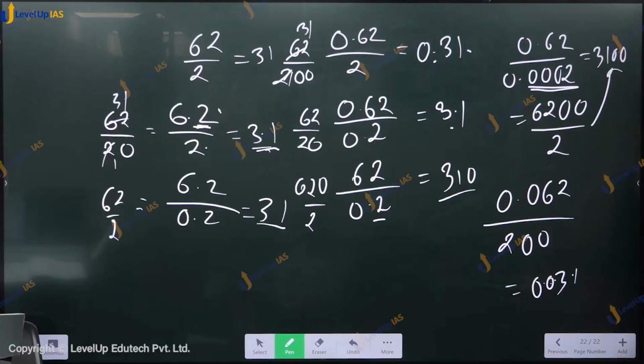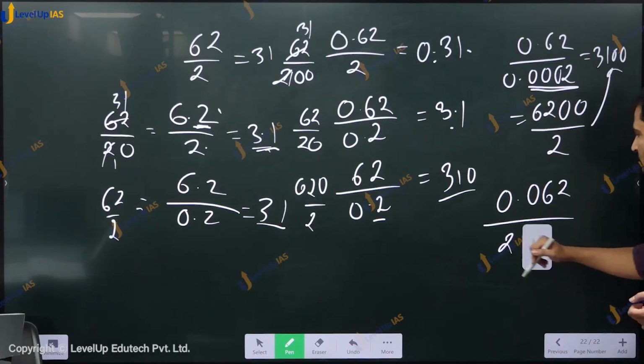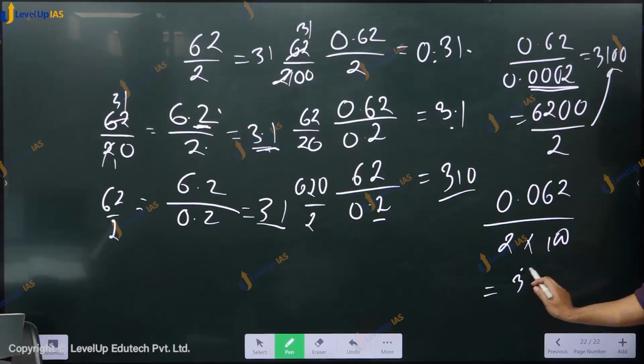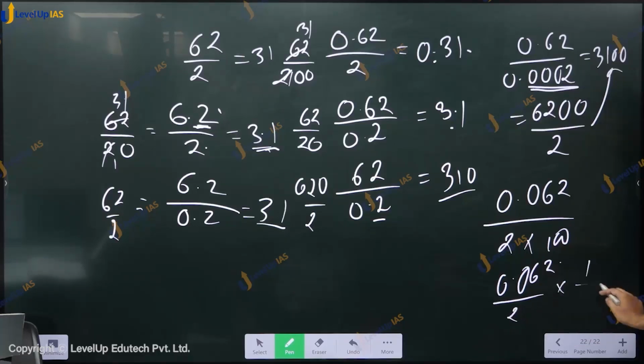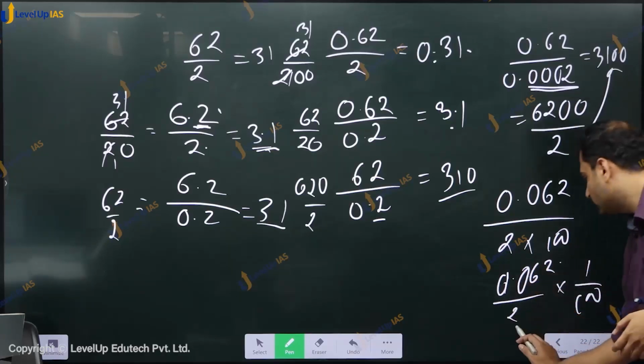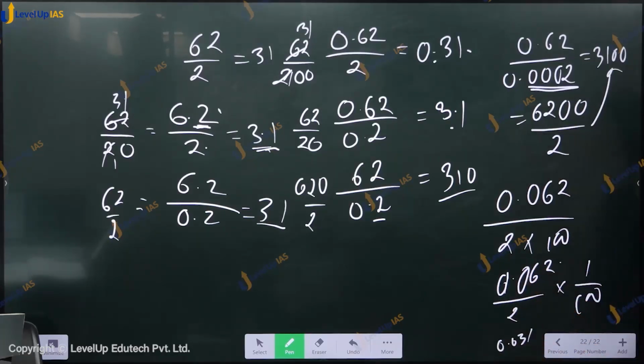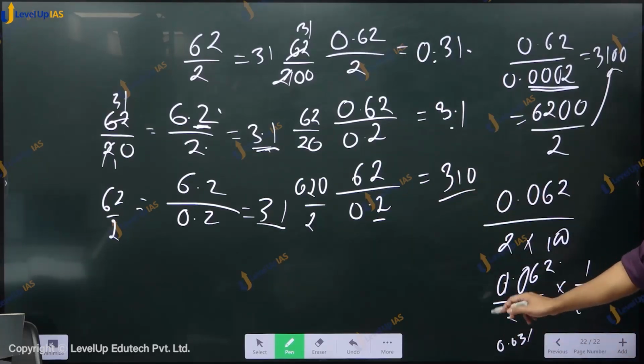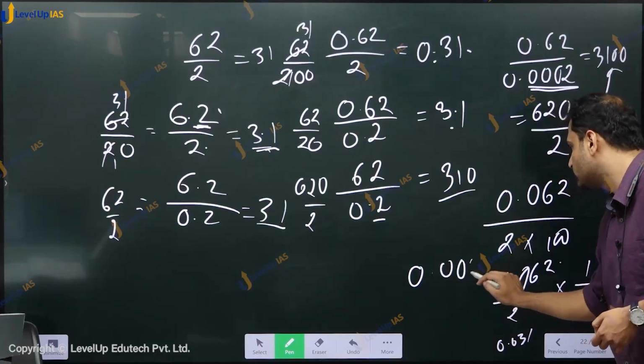ओके, क्या ये सही है? नहीं है ना? ये हमने 2 से डिवाइड किया है ना, 200 से नहीं किया. तो दिस इज 2 into 100. So this is 31, 0.062 divided by 2 into 1 by 100. What is 0.062 divided by 2? अभी हमने निकाला कि 310, and now you divide this by 100. So you have to go to the left by 2 more points, which is 0.00031.